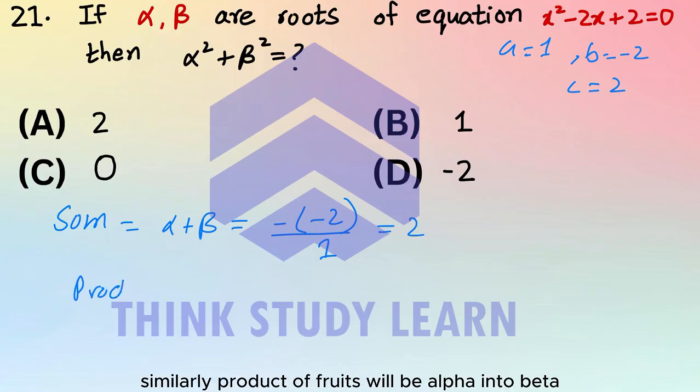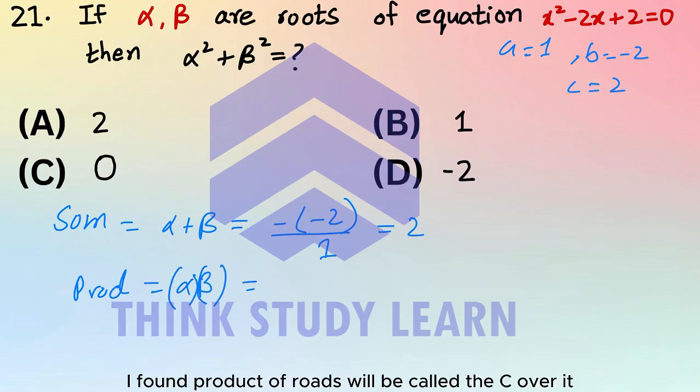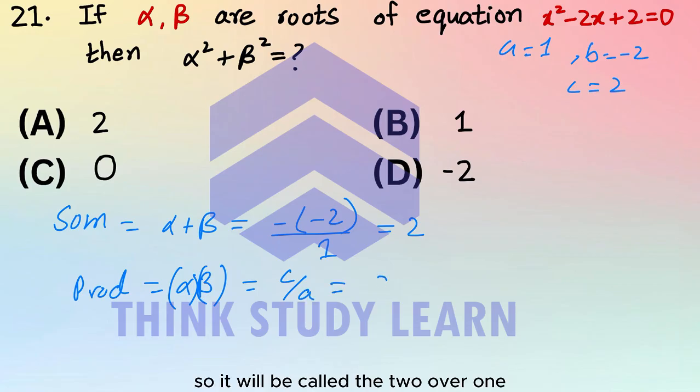Similarly, product of roots will be alpha into beta. So product of roots will be equal to c over a. So it will be equal to 2 over 1, which will be equal to 2.